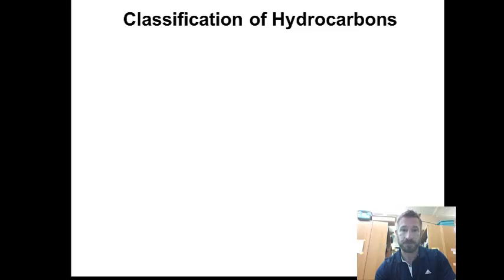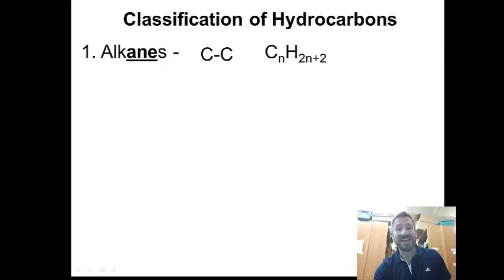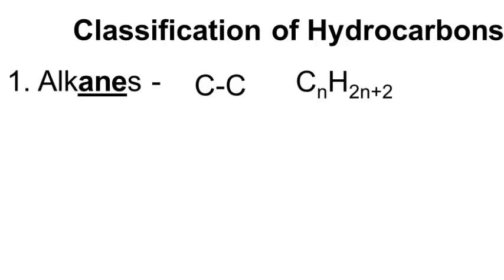So how does this work? Classification of hydrocarbons. First we have alkanes. Alkanes have the general formula, with single bonds, of CnH2n+2. So for example, on the previous slide we had 2 carbons, but we multiplied that by 2 and then added 2, so we had 6 hydrogens. So the formula was C2H6.